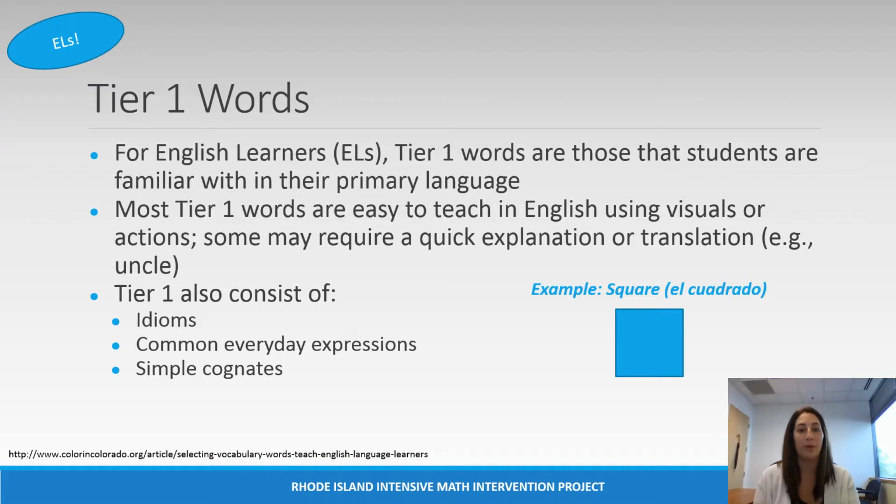However, some Tier 1 words cannot be easily represented. For example, the word uncle. In this case, a quick explanation would often suffice, such as the brother of my father or mother, or a translation into the student's primary language, el tío, in Spanish. Other Tier 1 words include idioms and common expressions. Again, native English speakers are usually familiar with these, but ELs would need to have these phrases explained. Simple cognates are also considered Tier 1, such as family and familia in Spanish. In the mathematics content area, many cognates are considered to be Tier 2 vocabulary words, and we will be discussing these shortly.